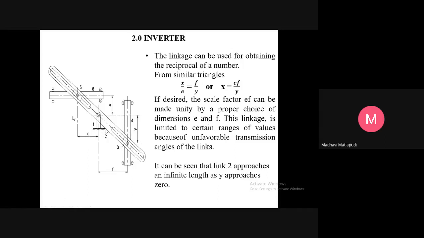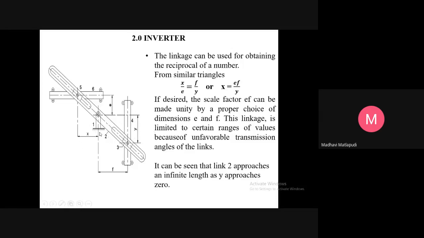What is X? X is the distance from the slider center to the pivot center. Similarly, Y is the distance from the center of the slider to the center of this pivot center. Both X and Y are variables.